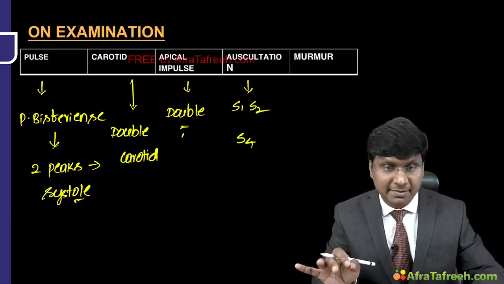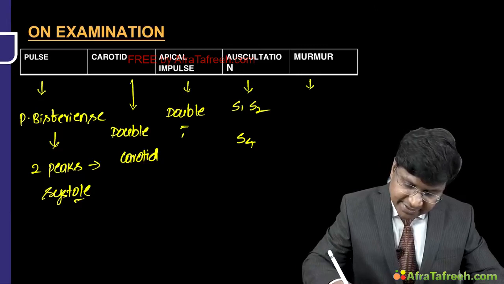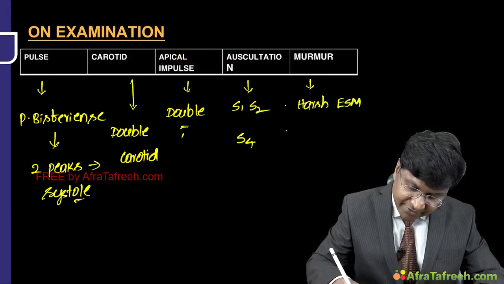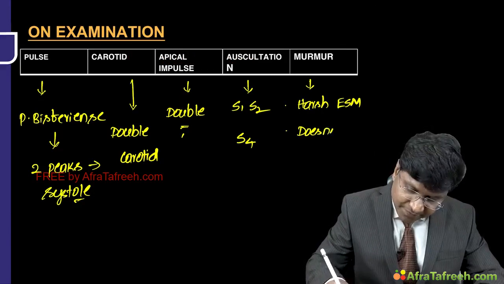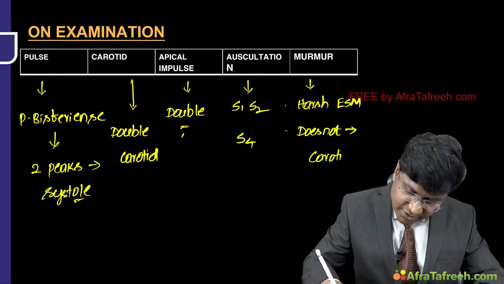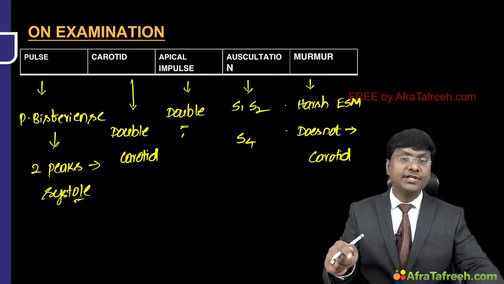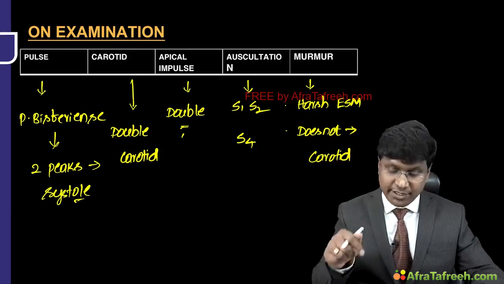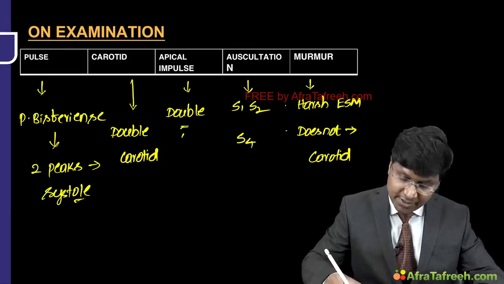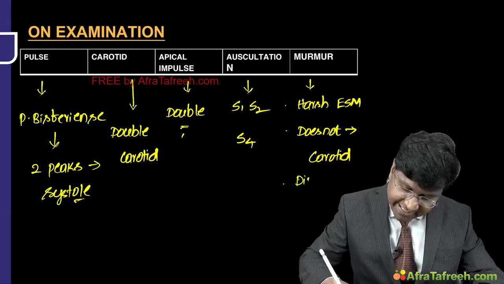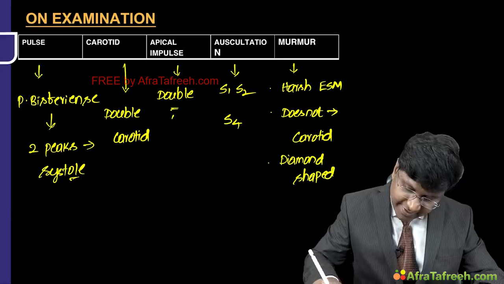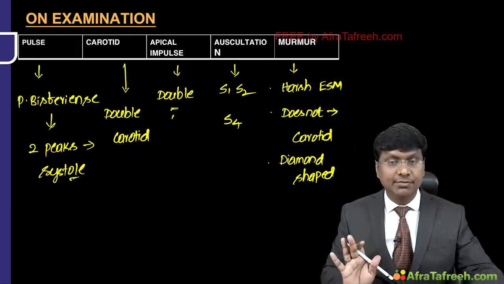And the characteristic murmur is a harsh ejection systolic murmur. But this ejection systolic murmur of hypertrophic cardiomyopathy does not radiate to the carotid. What are the other conditions where you can have a harsh ejection systolic murmur? That is in aortic stenosis. But in aortic stenosis, the harsh ejection systolic murmur will radiate to the carotid, whereas in hypertrophic cardiomyopathy, the ejection systolic murmur will not radiate to the carotid. And if you describe the shape of the murmur, it is a diamond-shaped murmur. Okay, so that is about the auscultation.